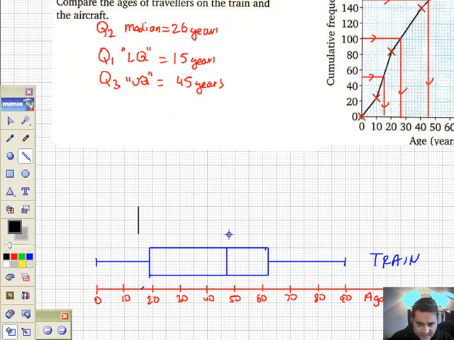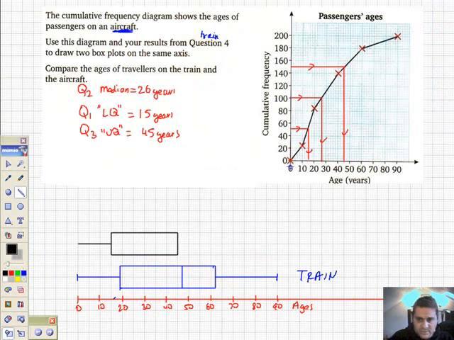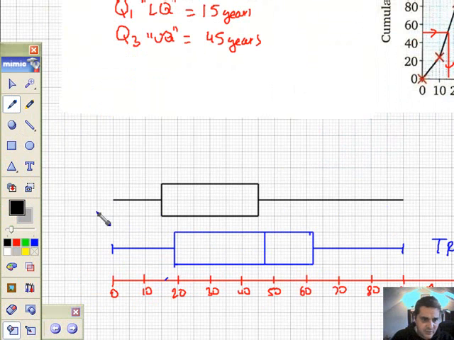So 45 is, well, it's easy. It's on the line, isn't it? Just join the ends like that. Get a pretty little box as follows. And the range is exactly the same. So I'm going to come over here, back down to 0. It starts at 0 and goes up to 90. And then up to 90 like so. Finish off the whiskers.